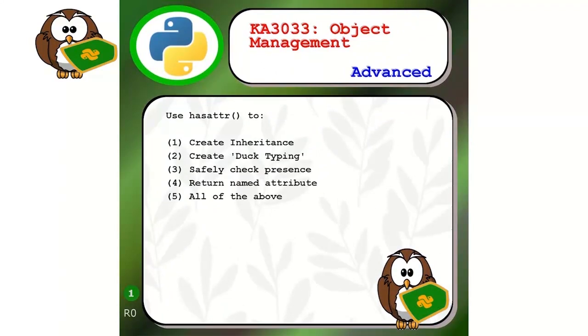KA3033 on object management asks us another advanced question to see if we understand that we use hasattr to either 1, create inheritance, 2, create duck typing, 3, safely check presence, 4, return the named attribute, or 5, all of the above.